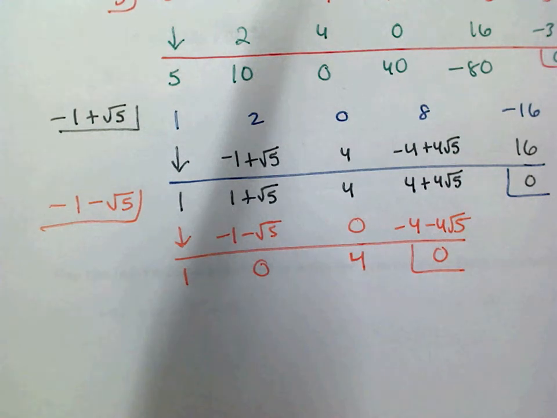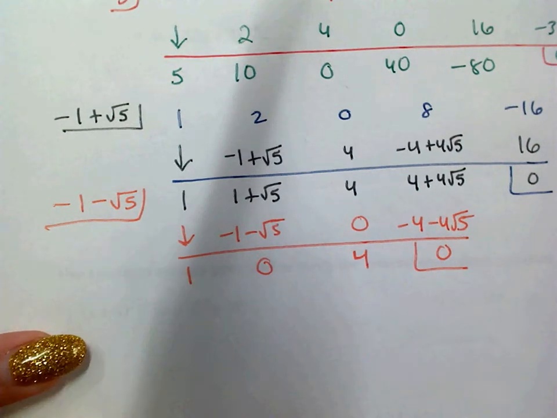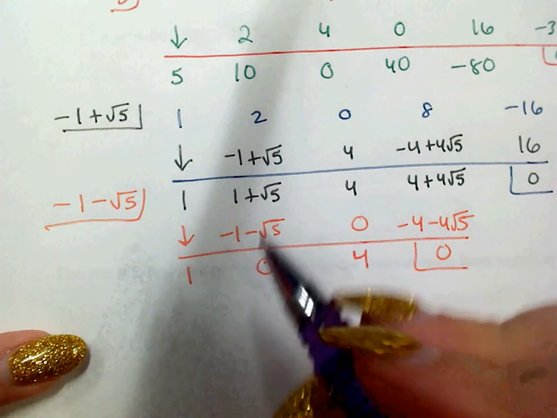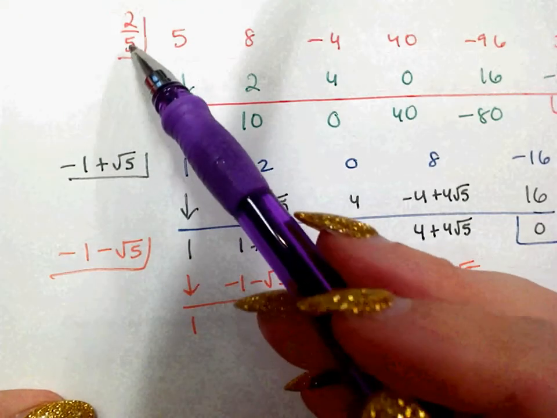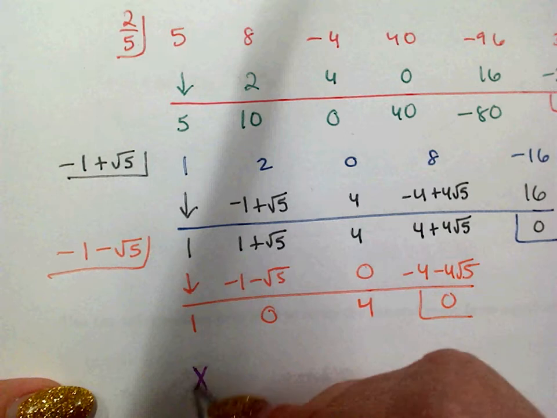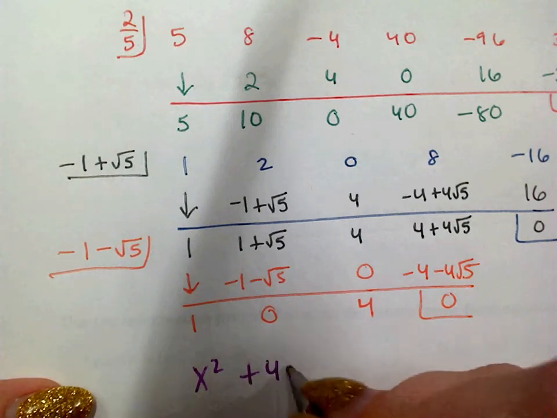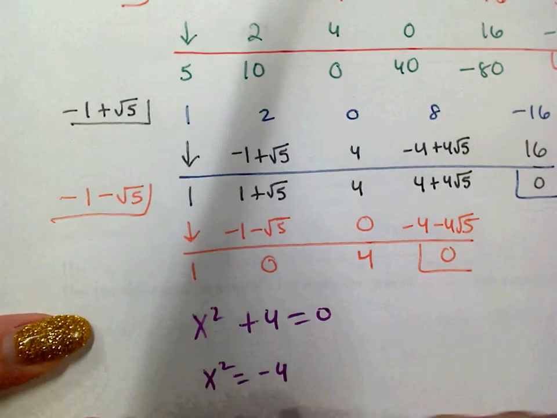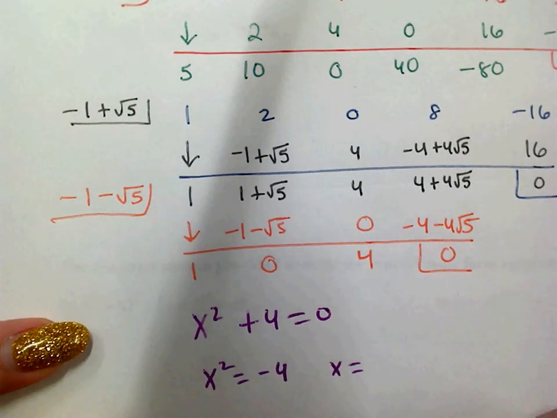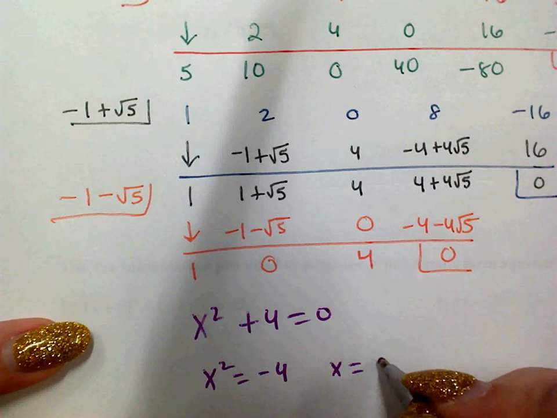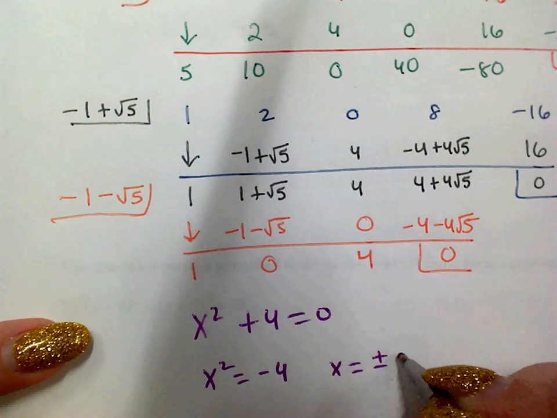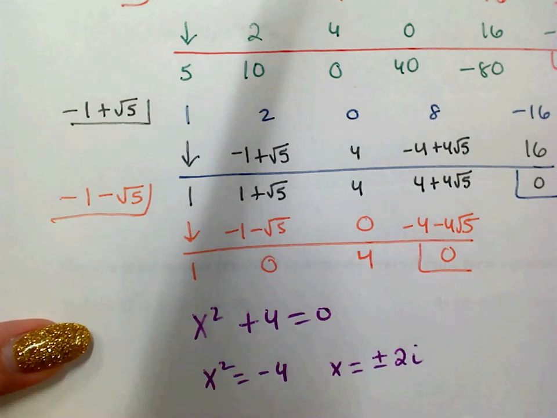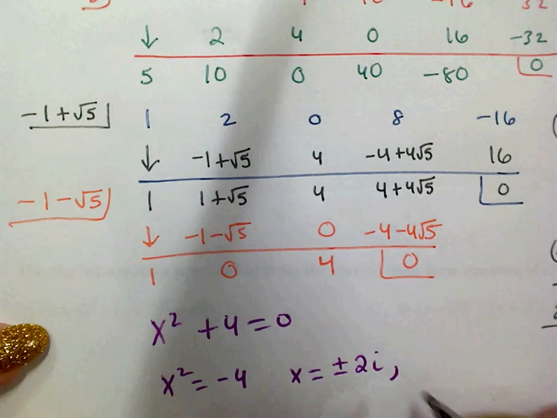Okay. So I started with the power of 5. I've divided out 3 roots, 1, 2, 3, which means I'm left with the power of 2. So 1x squared plus 0x plus 4 equals 0. X squared equals negative 4. Subtract the 4 over. So what does that mean x equals? Plus and minus the square root of negative 4, which is 2i. Alright, so what are all my roots? Plus and minus 2i, negative 1 plus and minus the square root of 5, and 2/5.